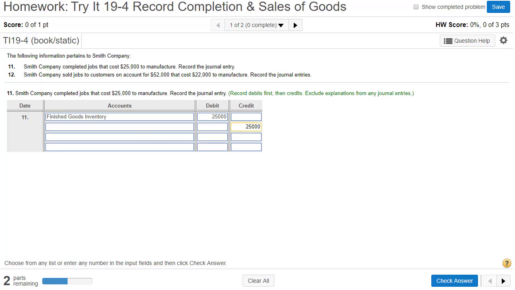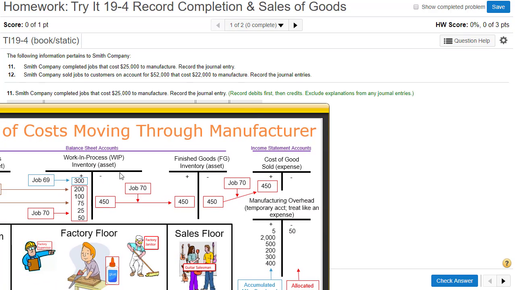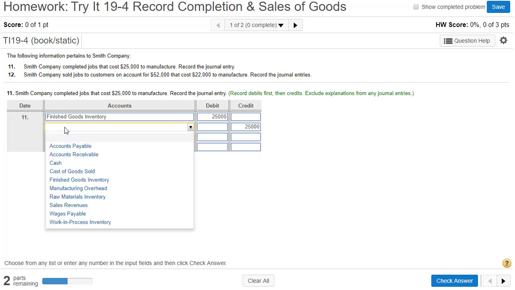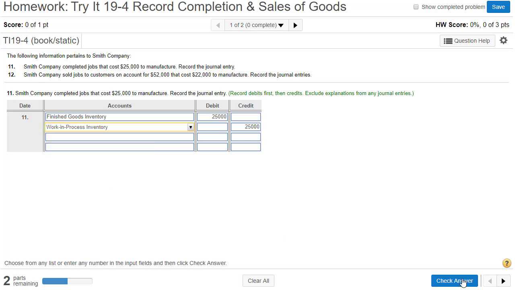Copy, paste, and then remember we are going to remove them from work in process, which means we need to credit that account. Work in process inventory is going to decrease.